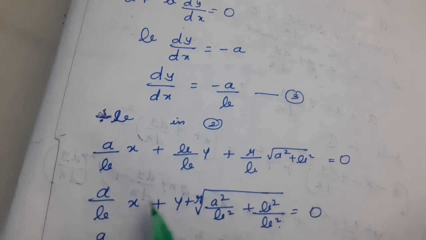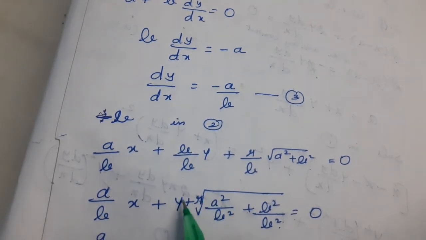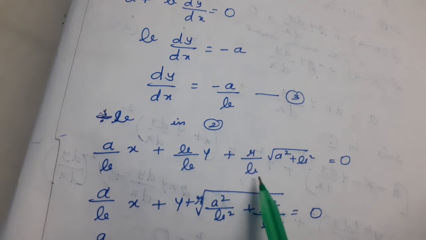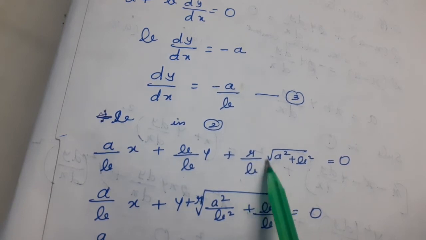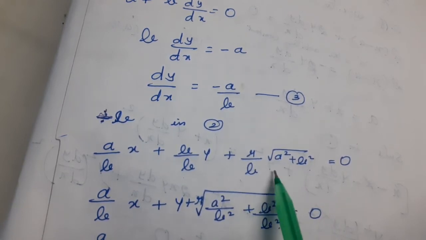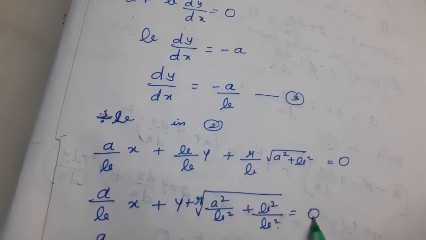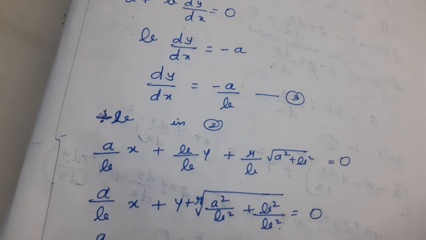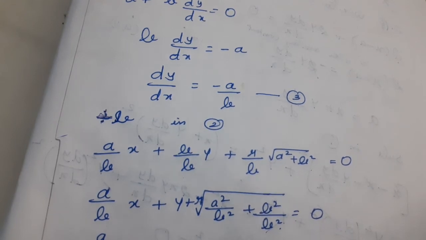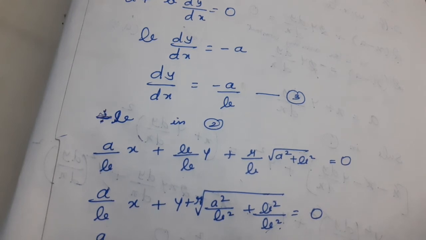A by b into x, b cancelled, y plus r into, if it goes inside, this is b square. That is root of a square plus b square by b square equal to 0. This is a by b into x plus y plus r into root of a square by b square cancelled, it will become 1. So a by b into x plus y plus r into root of a square by b square plus 1 equal to 0. This is equation 4.